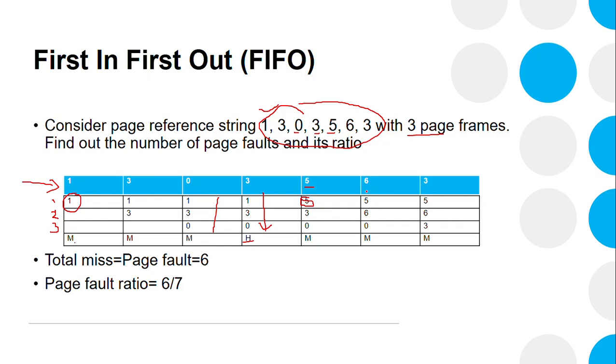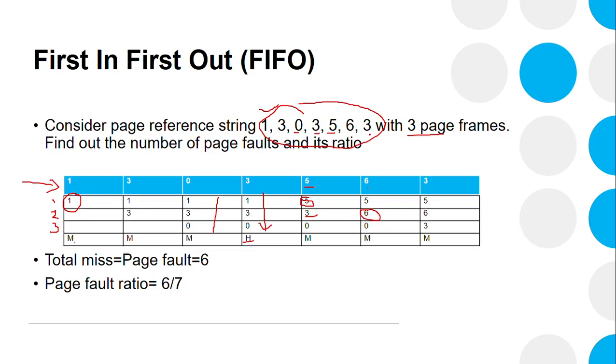Next number is 6, for which we want to do the allocation. 6 is not present over here. What is the next number which entered first? That is 3. 1 we allocated first, then 3 we allocated. So 3 will be replaced by 6. You can see 3 is replaced by 6. As we have added this page in the memory, it is a miss.